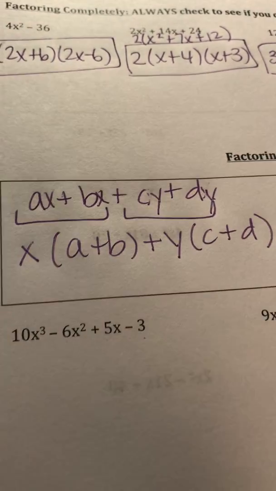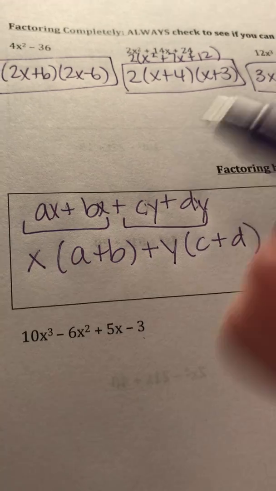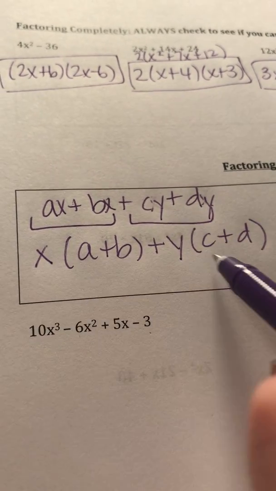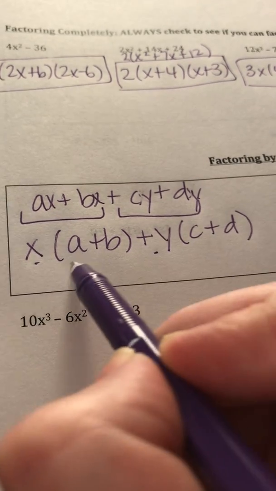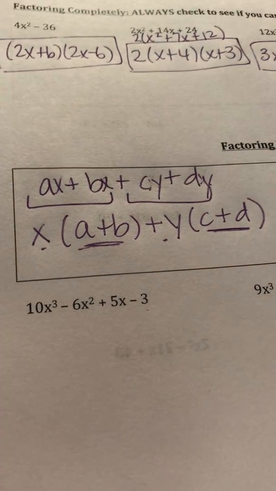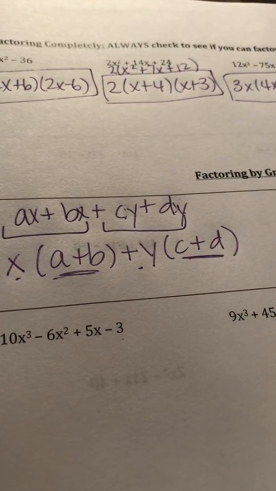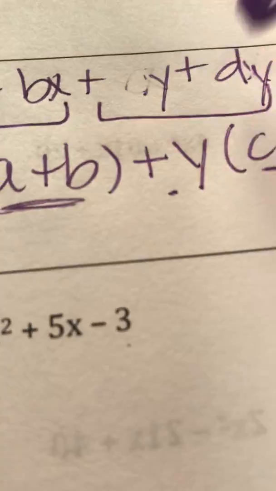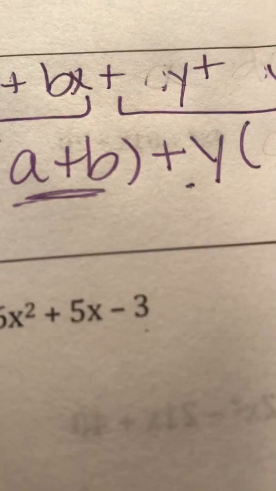Okay, so when we're factoring out each of these parts, you want to factor out your greatest common factor, and you want to end up with something inside of the parentheses. Now, actually, in all reality, let me rewrite this so that I can talk about it a different way.